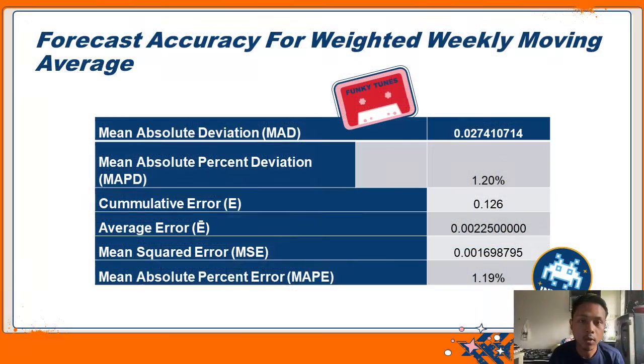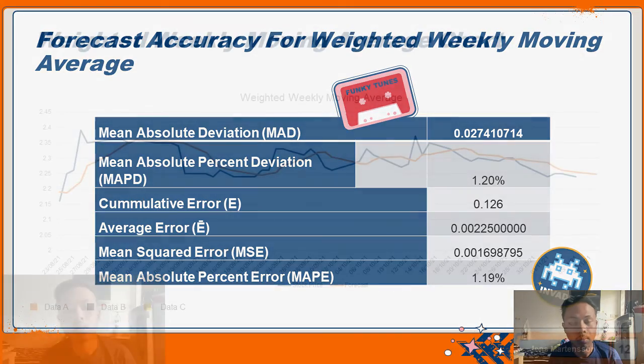For the forecast accuracy that we get by using this weighted moving average technique, for the MAD, mean absolute deviation, we get 0.027. For the MAPD, we got 1.2%, and for the cumulative error, we got 0.126, and average error, we got 0.00225, and the mean square error, we got 0.001698, and for the MAPE, mean absolute percent error, we got 1.19%.